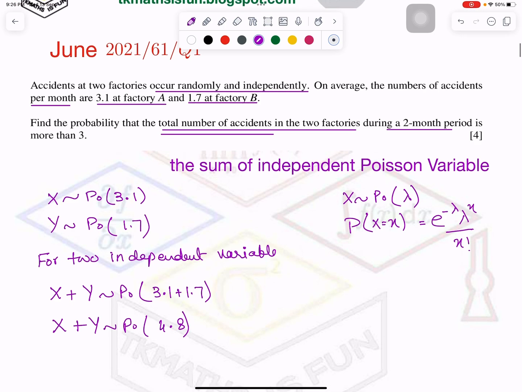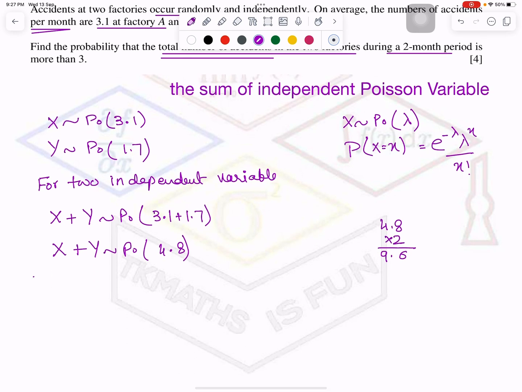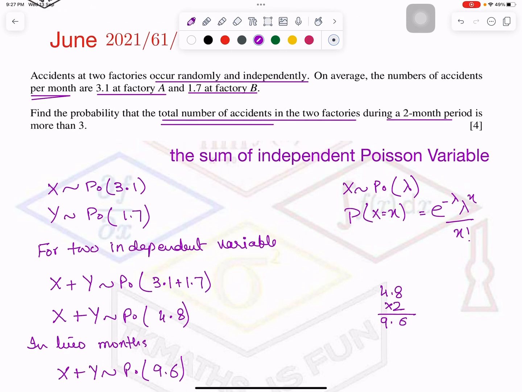Now this is for 1 month, remember, because 3.1 and 1.7 were per month. In the question it is 2 months, so I will do 4.8 multiplied by 2, so it is 9.6 for 2 months. You have to explain what you are doing and why you are doing it. So my lambda for 2 months is 9.6.